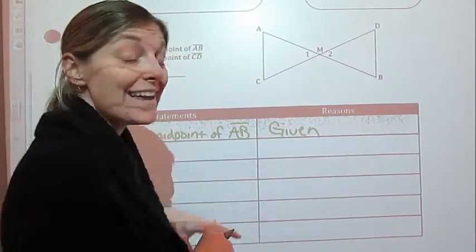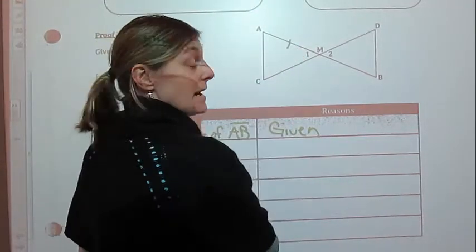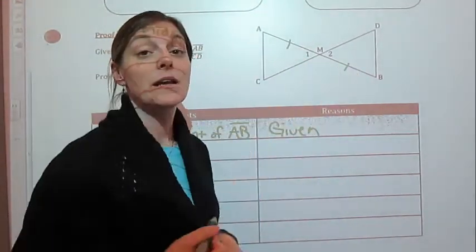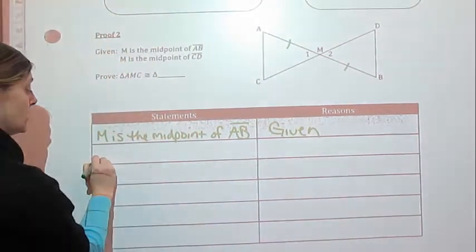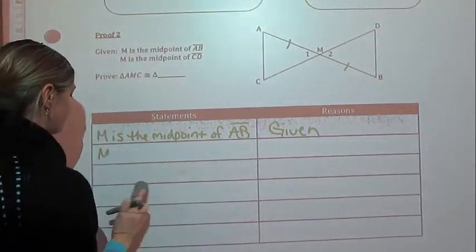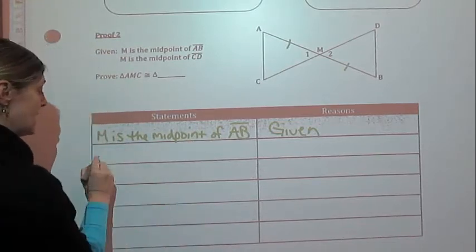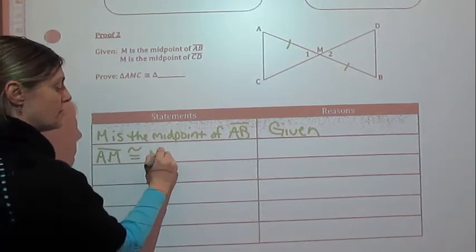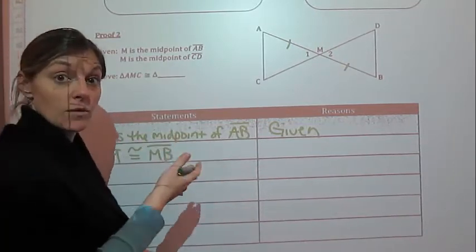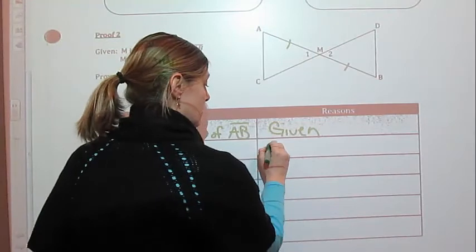All right, so we can say that segment AM is congruent to segment MB, okay, because that's the definition of a midpoint. So our next statement is segment AM is congruent to segment MB, and that again was the definition of a midpoint.